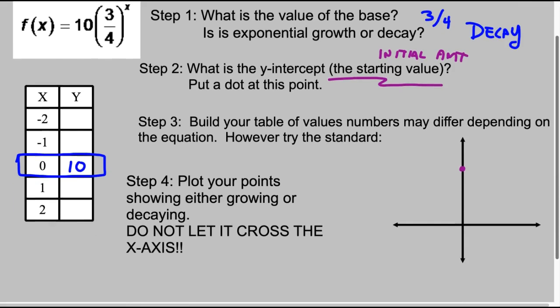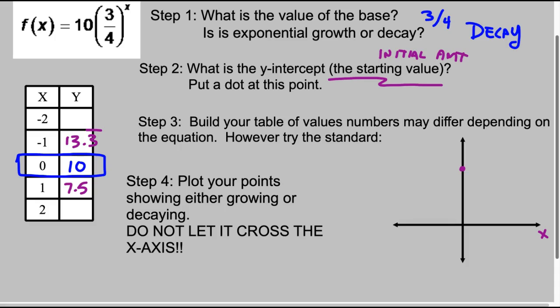Now this is decaying, so it's going to be going down as x increases. As x gets bigger, this one's going to be getting smaller and smaller and smaller. Let's plot a couple points around it. 3/4 to the first power is 3/4. 3/4 times 10 is 7.5. 3/4 to the -1 is 4/3. 4/3 times 10 is 40/3, and 40/3 is 13 1/3.